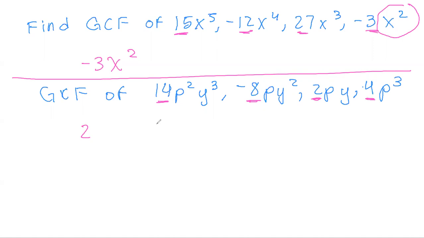And then for p, I just choose the smallest p that I can take out. In that case, it's just going to be 1, right? Just a regular 1p, or p to the 1. Now, what about my y's? Well, if you notice, the 4p cubed doesn't have a y. So in this case, I can't even take out a y because not all of them have it. So I can just stop here with just 2p.